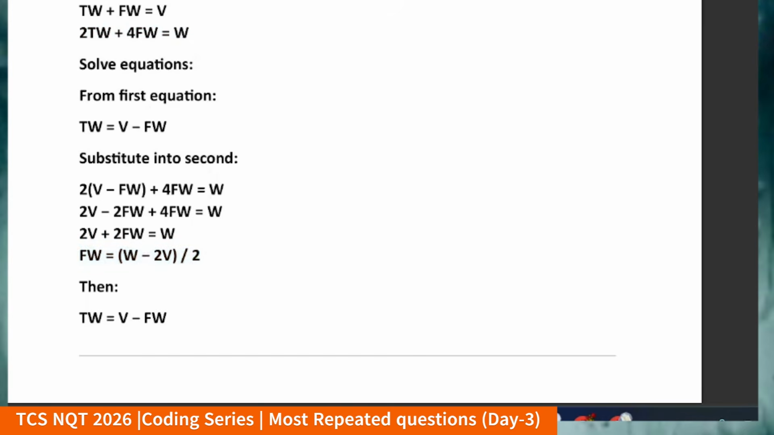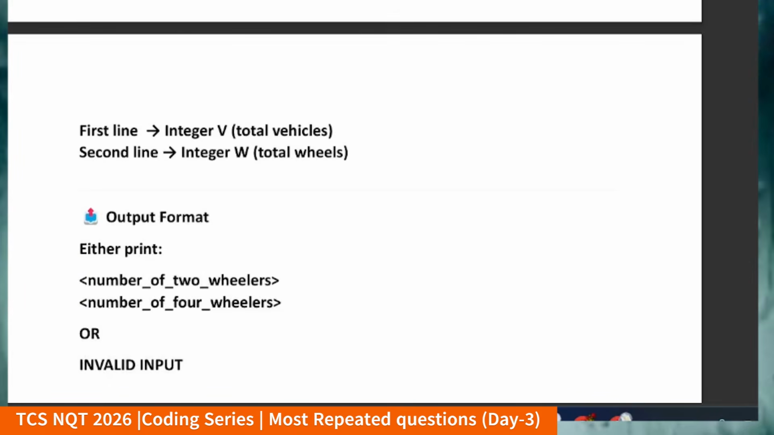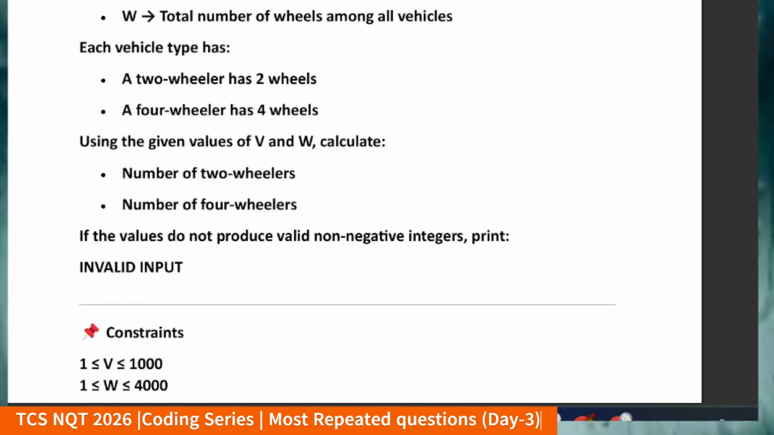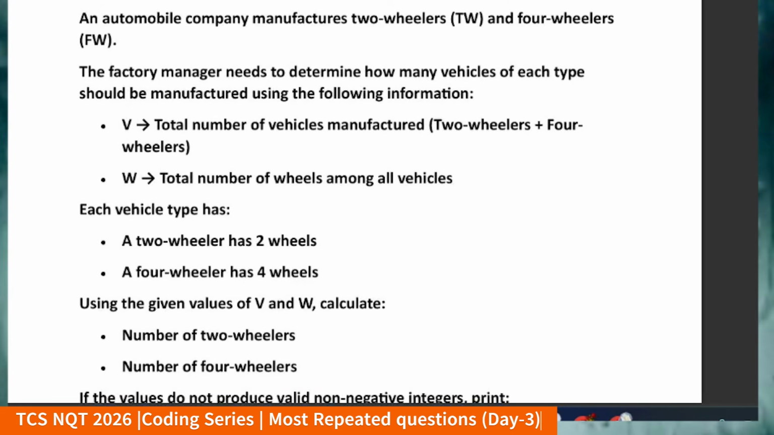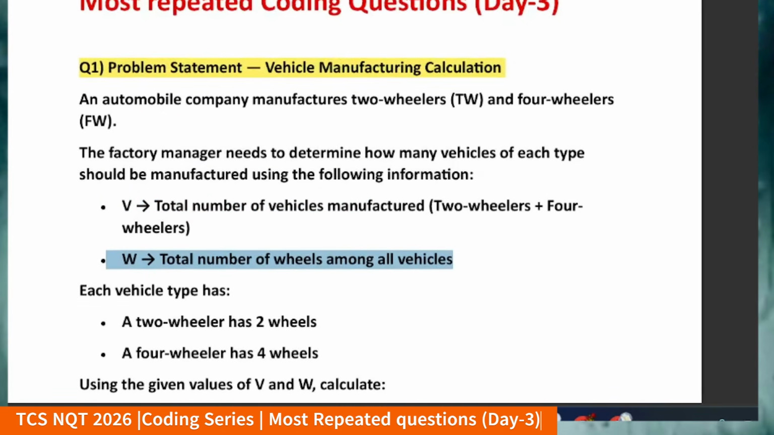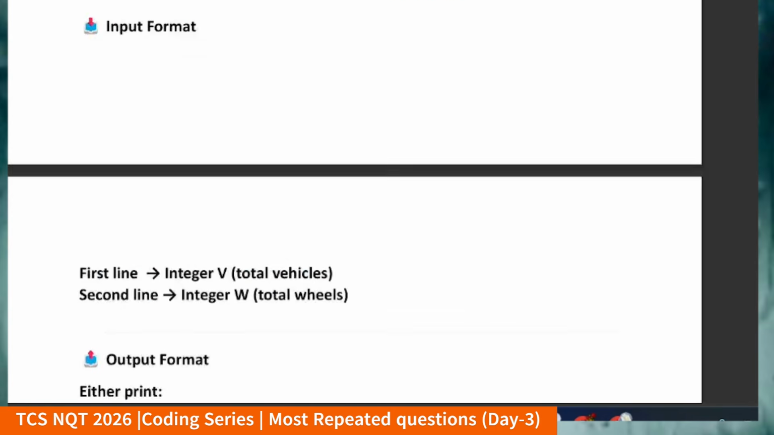So again, FW and TW, you should not be confused. TW means two wheeler and FW means four wheeler. V means total number of vehicles manufactured, and W means total number of wheels among all vehicles. So don't get confused with the abbreviations.